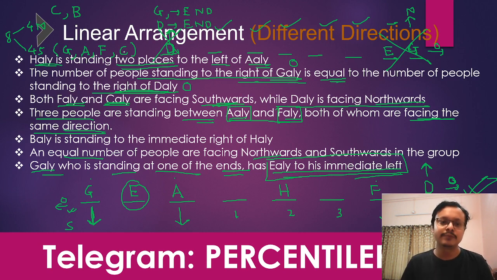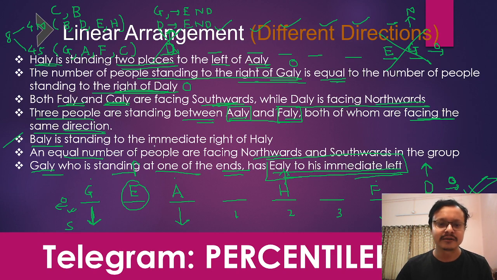I still do not know the position of Cali, but one thing is for certain: Gali, Ali, Fally and Cali are facing south. So the remaining people must be facing the north direction. That is Bali, Dali, Yali and Hali, all 4 are facing north. So Yali north, Hali north and Dali is already marked as north. The moment you identify the direction in which they face, it becomes easier to use this.